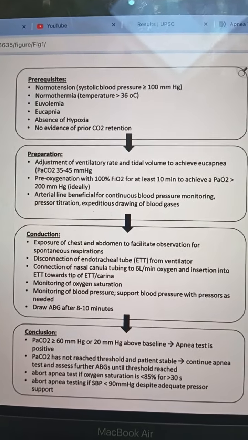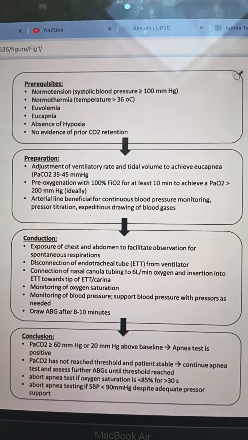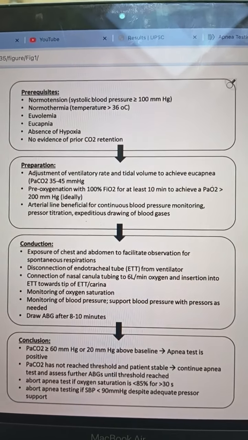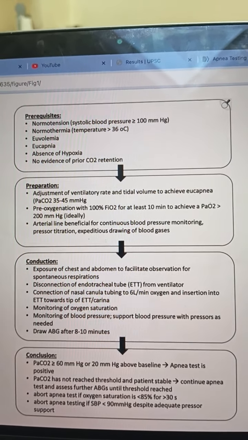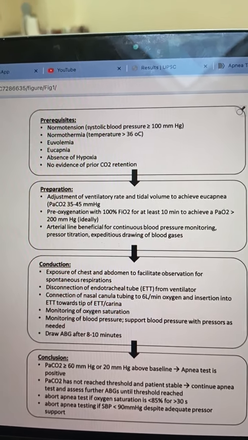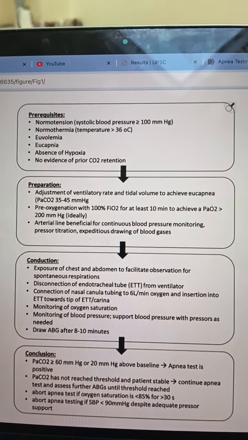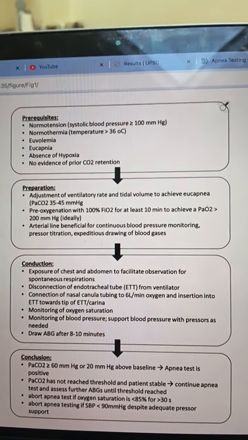When we conduct this apnea test, the patient's chest should be exposed so that we can identify any spontaneous breaths the patient is taking. After this, we disconnect the endotracheal tube from the ventilator, and we connect a nasal cannula tubing which has oxygen coming at 6 liters per minute and insert it into the ET tube towards the carina and leave it there. Now we look for spontaneous breathing for the next 8 to 10 minutes while making sure that the patient does not have a loss in oxygen saturation and his BP stays stable.